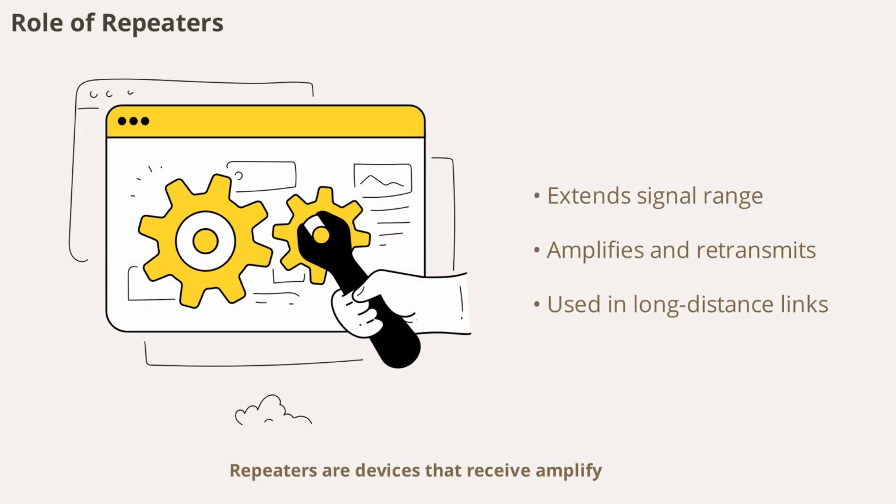Repeaters are devices that receive, amplify, and retransmit signals to extend their range. They are commonly used in long-distance communication systems, such as telephone lines and optical fiber networks. Repeaters help overcome signal loss and ensure that messages reach their destination clearly, even over vast distances.